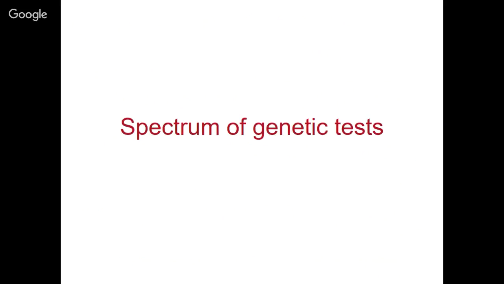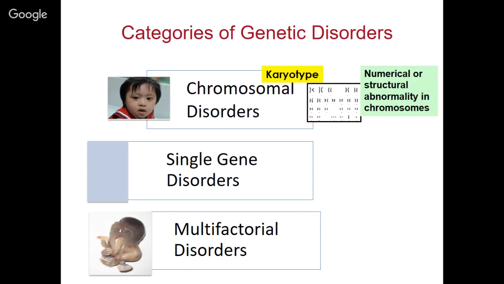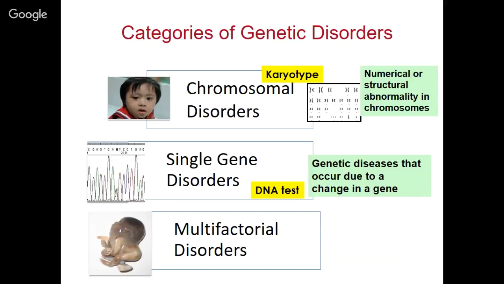Now, coming to the spectrum of genetic tests that are available, we know that really there are three categories of disorders, and if we keep that in mind, it's very easy to understand the tests. We have the chromosomal disorders, we have the single gene disorders, which occur because of a mutation in the gene. For the former, we look at the chromosomes.